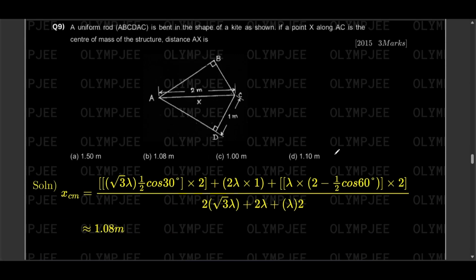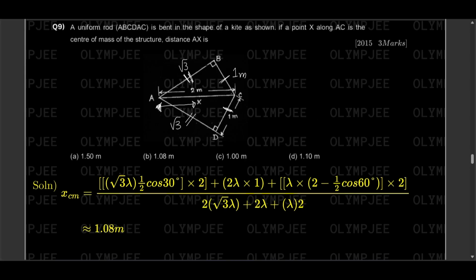So question 9 is also easy. A uniform rod ABCDAC is bent in the shape of a kite. If a point X along the line AC is the center of mass of the structure, then the distance AX is asked. Since the kite has this side equal to this side and this side equal to this side, this would also be 1 meter, and since this is a right angle triangle, Pythagoras theorem will give us that this side should be root 3 and this side should be root 3.